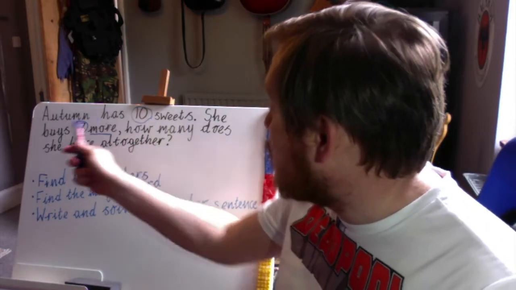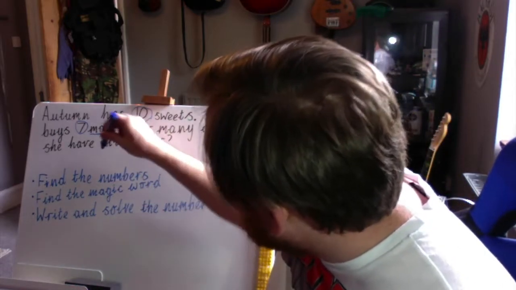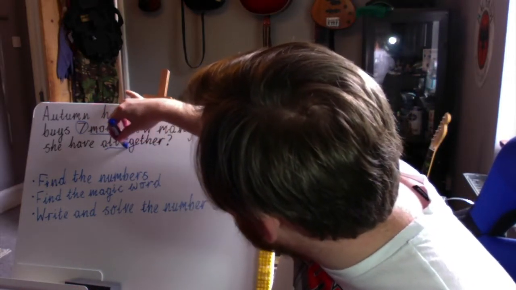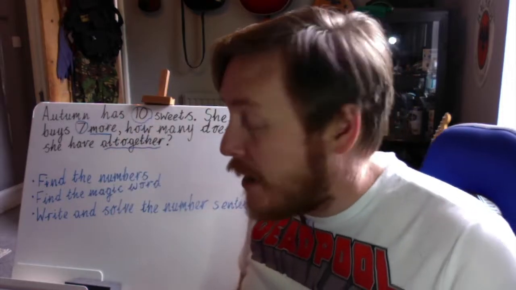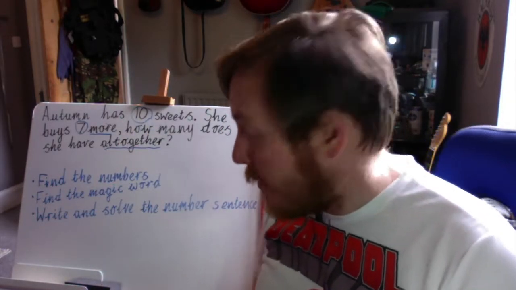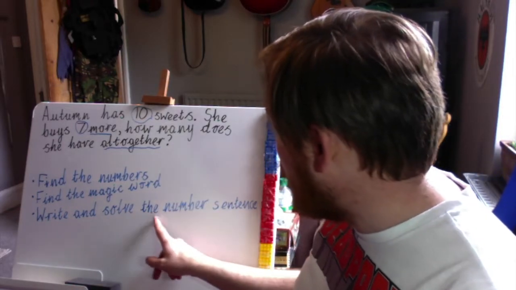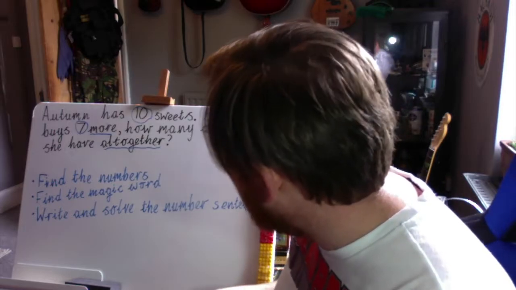How many does she have altogether? That's another one. That's another magic word. So I've got 2 magic words telling me what to do. It's telling me that I need to put them all together and that I'm going to get more, so my number will get bigger. Now my final step is to write and solve the number sentence. I'm going to write that now.